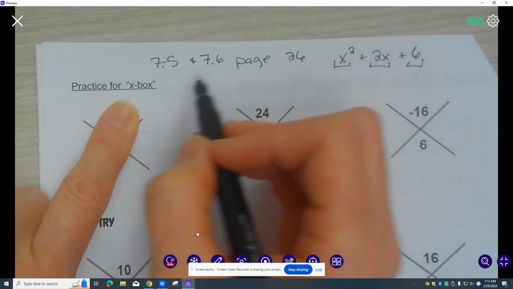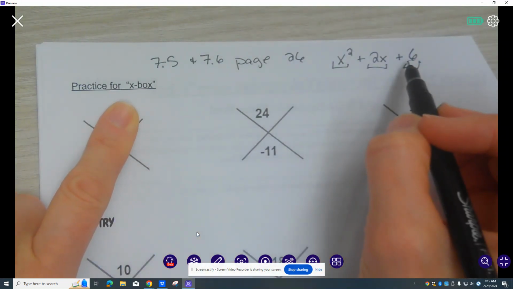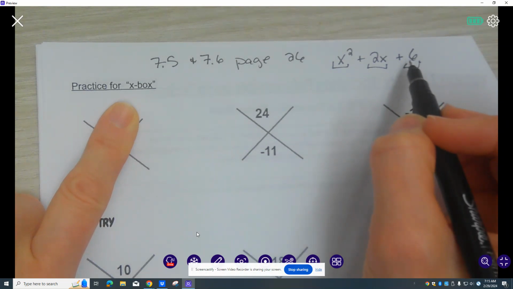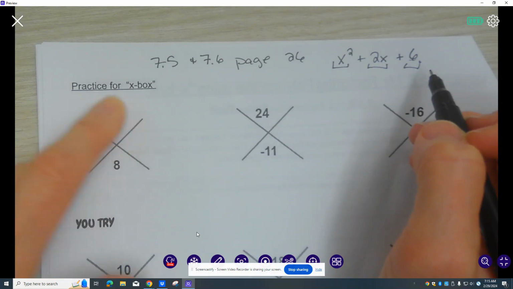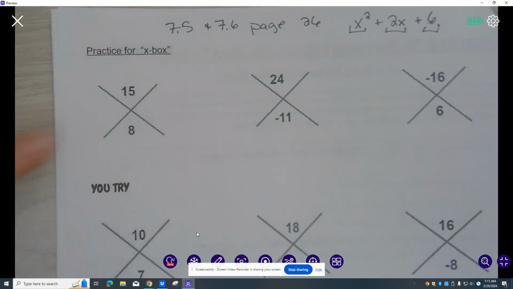Most of the problems that we'll look at in 7.5 and 7.6, you can't factor by GCF, which is what we used in 7.4, because you won't be able to find a GCF. There won't be one. All right, let's get into practicing your first step in Xbox, which is the X.